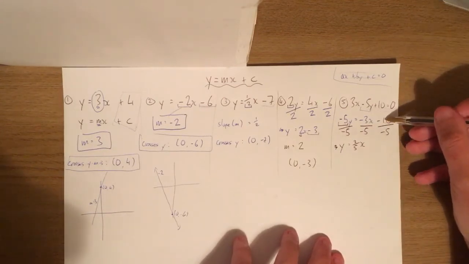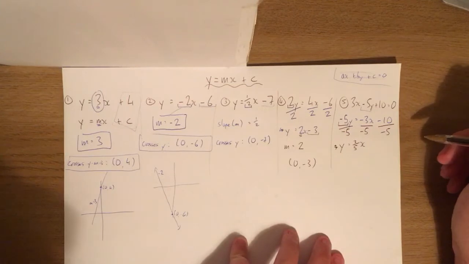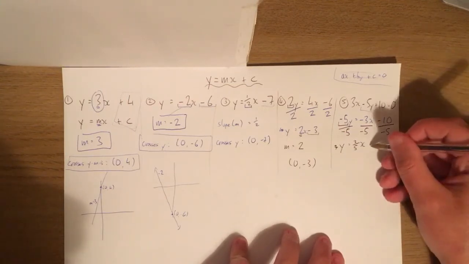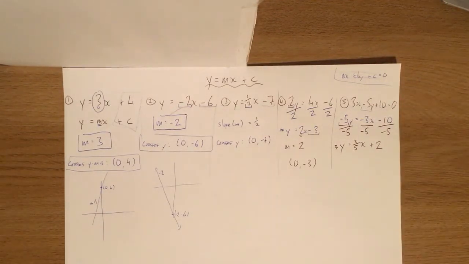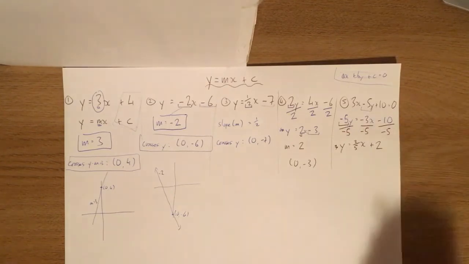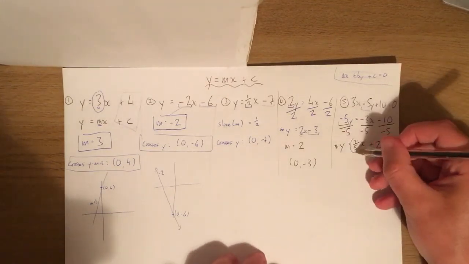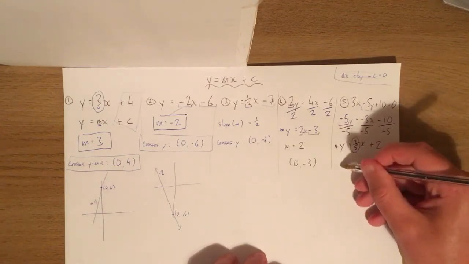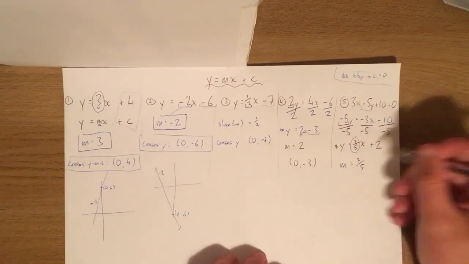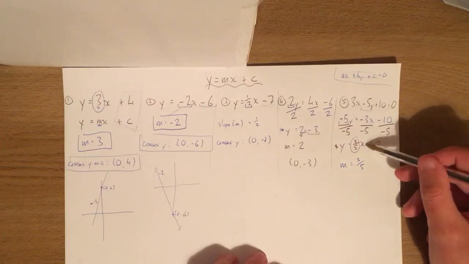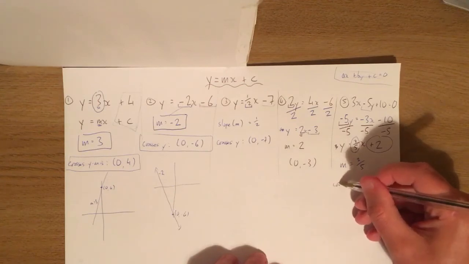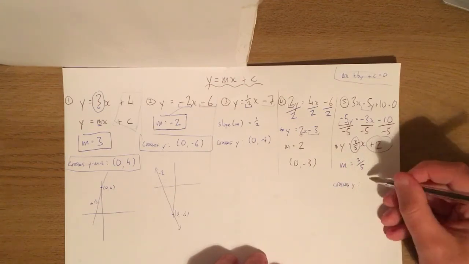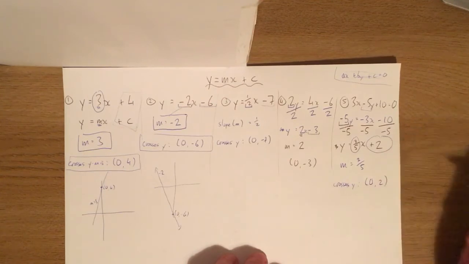Then I've got minus 10 divided by minus 5. Minus divided by a minus is a plus. 10 divided by 5 is 2. So plus 2. So is it in the form that I want now? Yes. Y is on its own on the left-hand side. So let's just read off. My slope is whatever is in front of the x. So slope is 3 over 5. And then where it crosses the y-axis is the number on its own at the end. So crosses y at 0, 2.